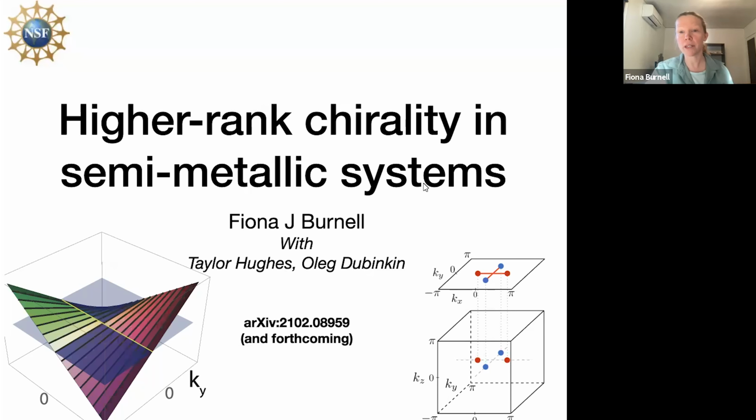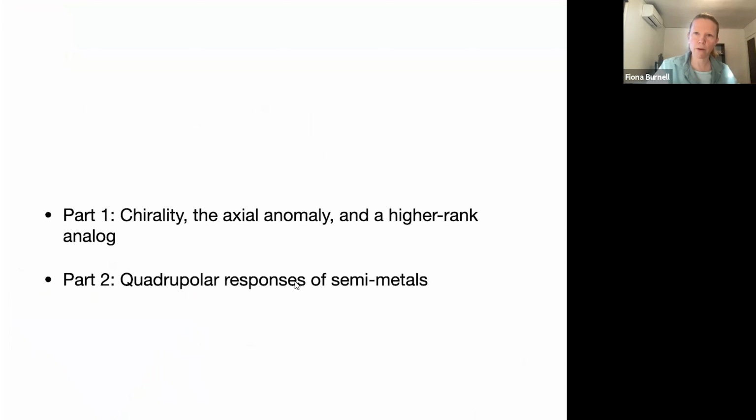Okay, so today I'm going to talk mostly about topology in the band theoretic sense. This is some work that I have done and am doing with Taylor Hughes and his student Oleg Dubinkin.